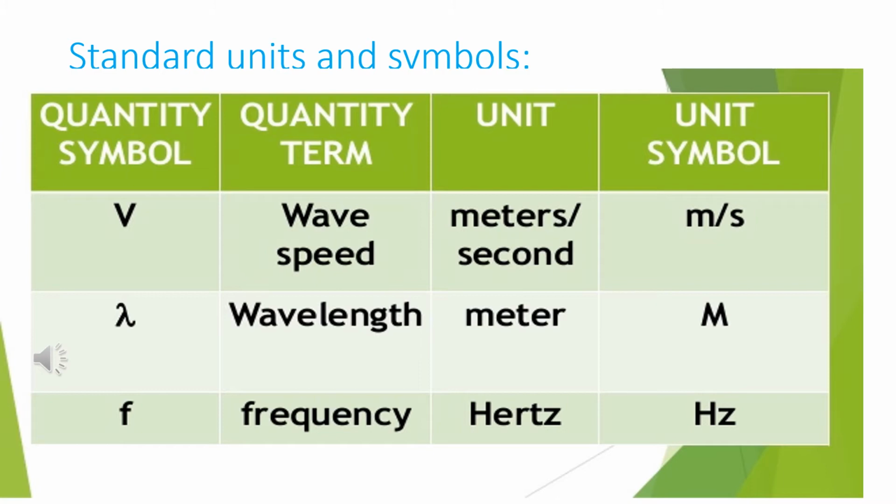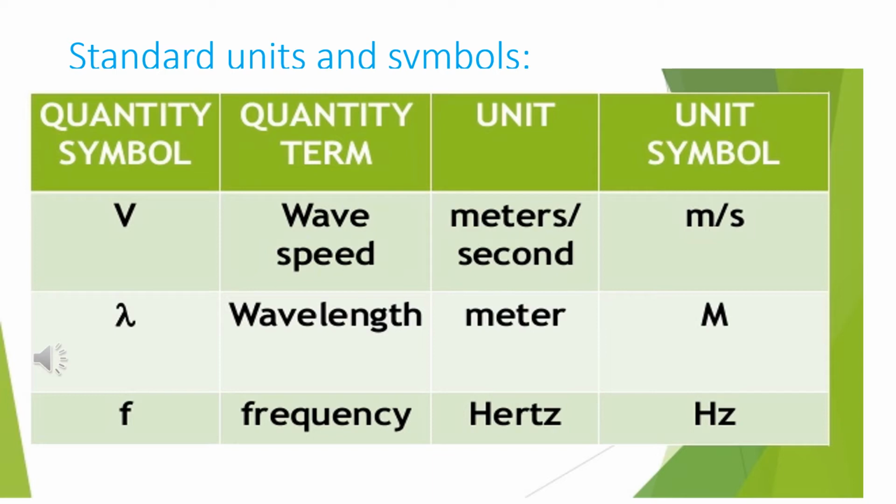We have this symbol here. It looks like V is upside down, but actually it's not a V because it has something like a tail. This is the wavelength. Wavelength is calculated in meters. So its standard unit is the meter, and we abbreviate it with the letter m.